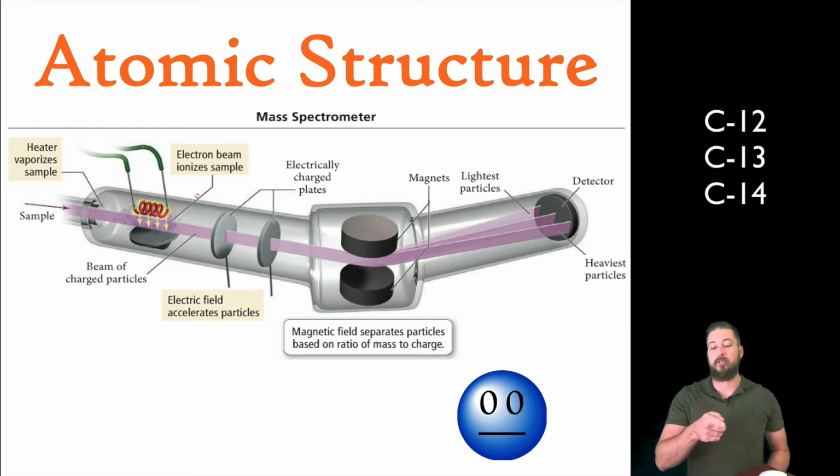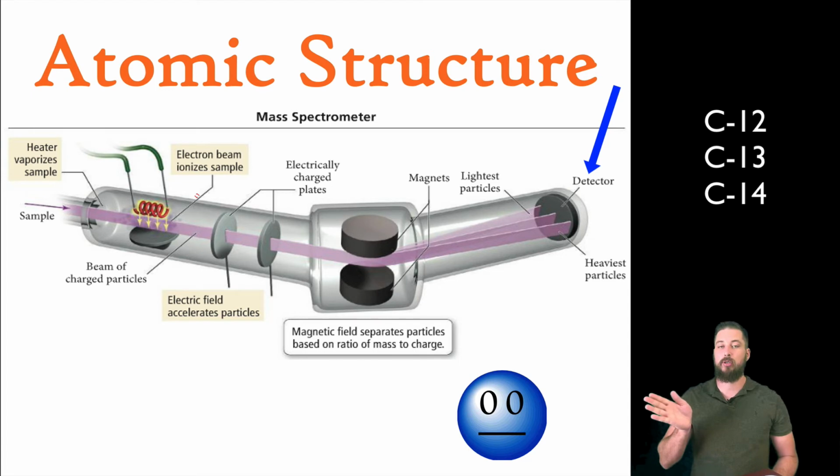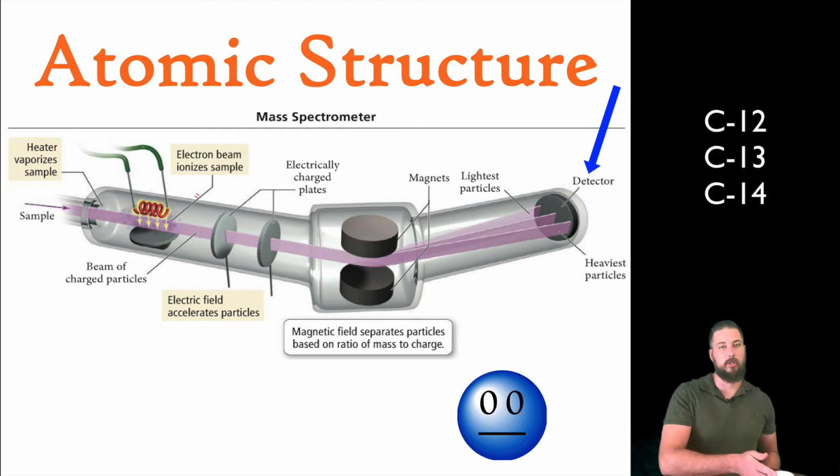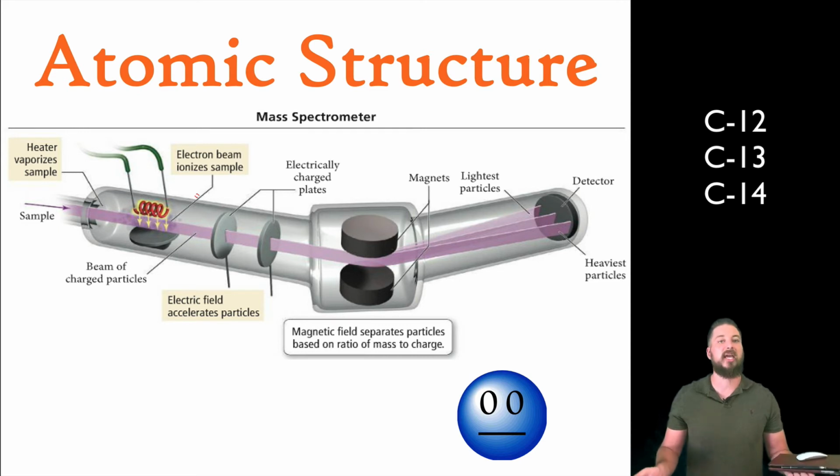And notice the last part of the mass spectrometer. You'll see that the heavier particles, because they're not bent as much, are all located in one spot, and then the lighter particles are located in another. And so this essentially is separating the heavier particles from the lighter particles. So again, if we had carbon 12, 13, and 14, the carbon 12 would be bent more, so the path of it would be bent more. The carbon 14, the path would be bent less.